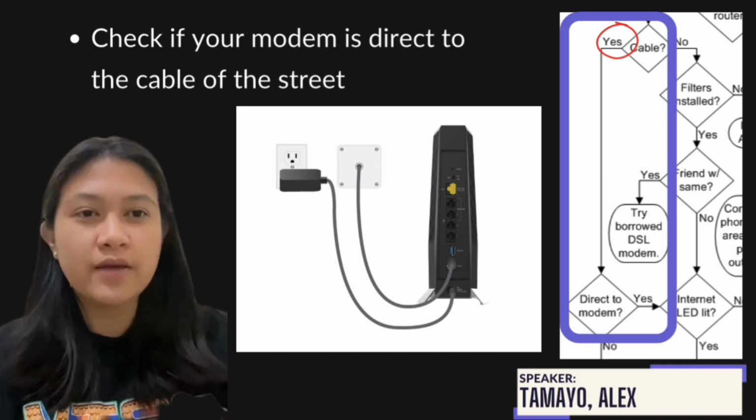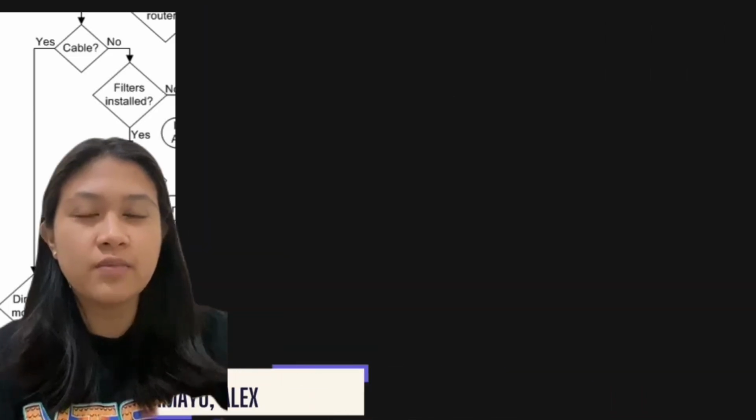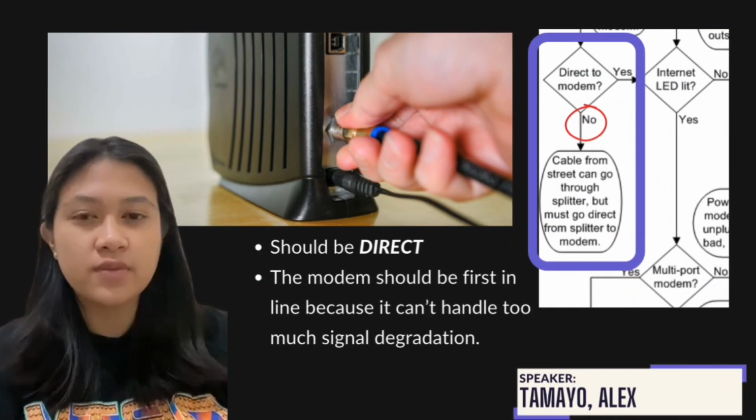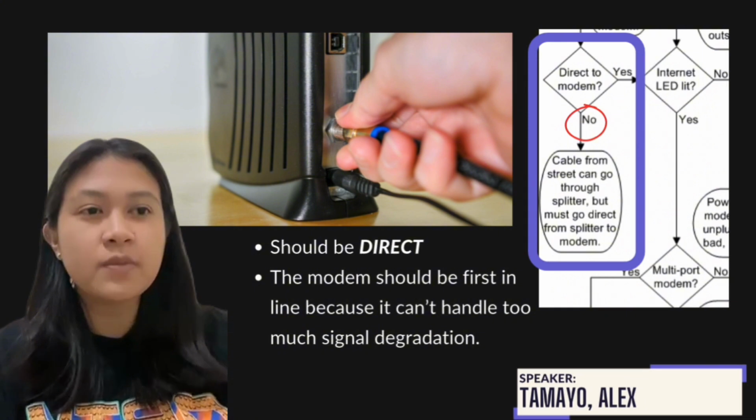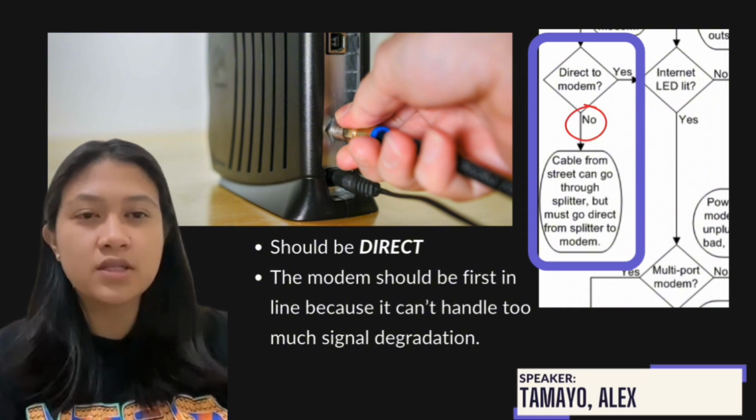So we go back. If the modem is cable, is it direct to the cable from the street? If no, it should be direct. Cable from the street can go through a splitter, but must go direct from the splitter to the modem. The modem should be first in line because it can't handle too much signal degradation.